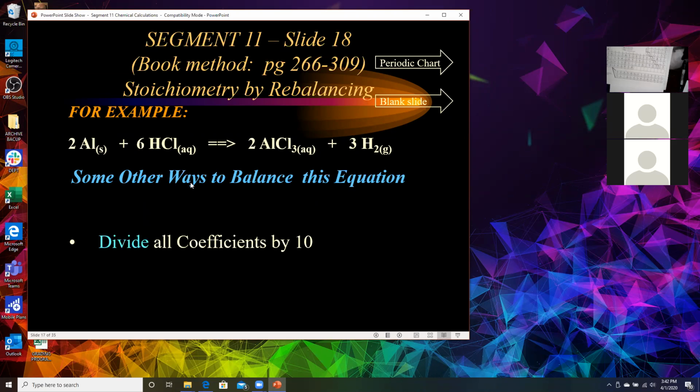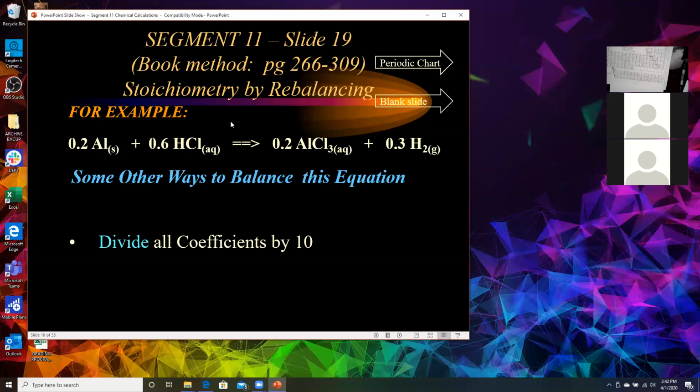I could divide the coefficients by 10. And I would get this. Now, I certainly wouldn't want you to turn that in as a balanced equation, but it is balanced, but it can't be interpreted in terms of atoms. You can't have 2/10 of an atom, but we don't really count atoms anyhow. We can certainly have 2/10 of a mole, and 2/10 of a mole, that's still balanced. 6/10 of a mole of hydrogen, that's still 6/10 of a mole of hydrogen. Everything is still balanced, even though I divided it by 10.